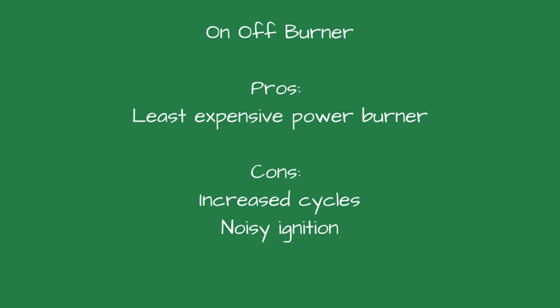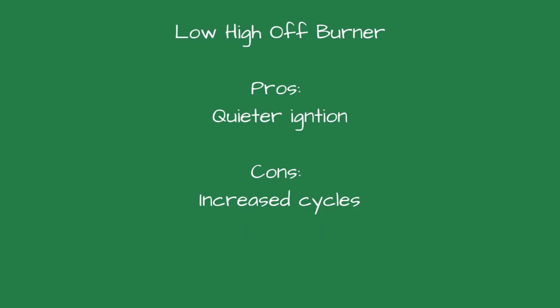The first choice you're going to be asked is an on-off burner. When there is a call for heat, the burner starts and it operates at full fire or 100% until the call for heat ends. The drawbacks to this on-off burner is that it cycles frequently during light load times, and it has a louder ignition. An on-off burner is usually the least expensive type of power burner. The next is low-high off. The burner starts at low fire for smoother ignition, and once the flame is established, will travel to high fire and stay there until the call for heat has ended.